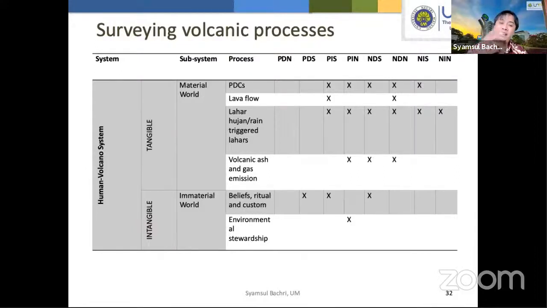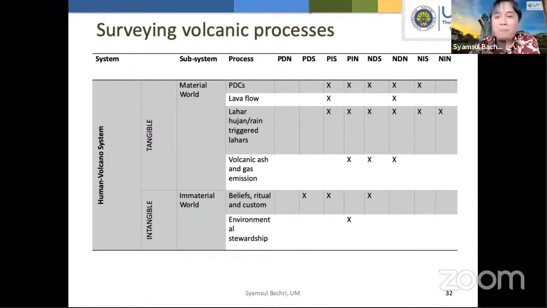So then after we figure out all the material world, please also bring in the immaterial world. For example, belief, rituals, and customs, and environmental stewardship. You can put them within this table. Then you have a comprehensive analysis of the situation within your study area.